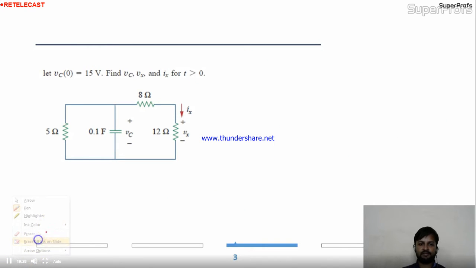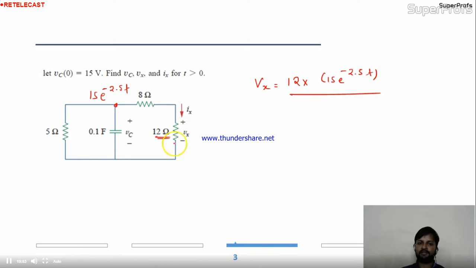So first I'll remove this. Now here you calculated the voltage, and that is 15 e to the power minus 2.5t. You have to calculate Vx. So here the voltage is 15 e to the power minus 2.5t. Can you divide this? Can you find out Vx? Vx is nothing but 12 into 15 e to the power minus 2.5t divided by the summation, which is 20. This is nothing but Vx. Simply I'm applying the voltage division rule over here, right? So this will be 3 by 5 into 15 into e to the power minus 2.5t.